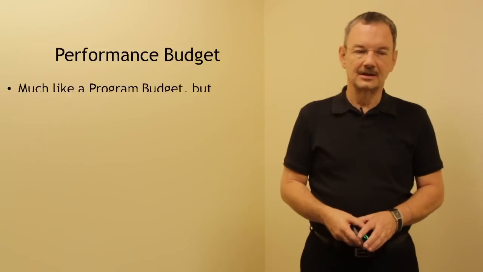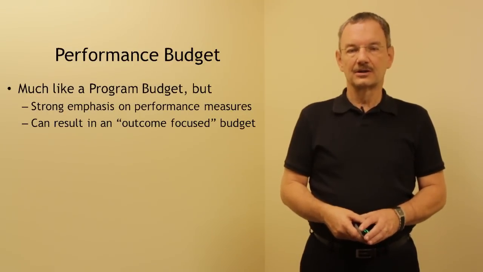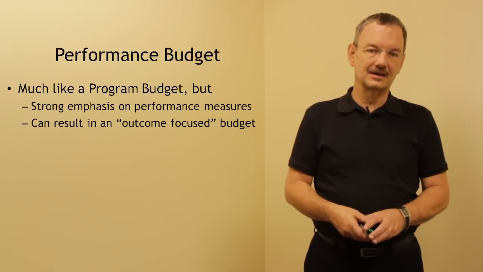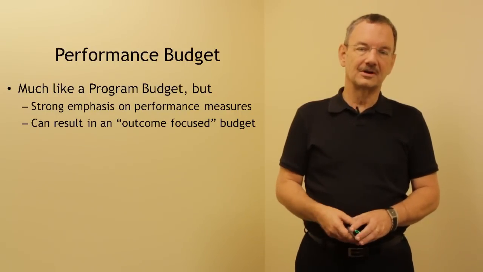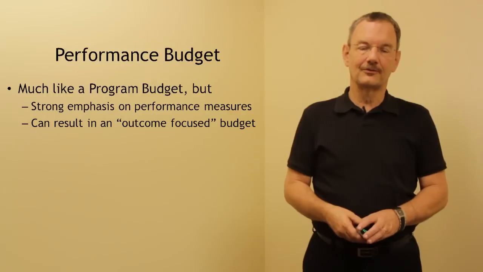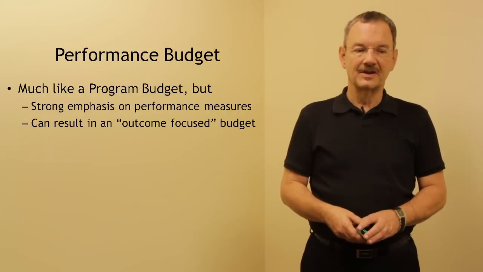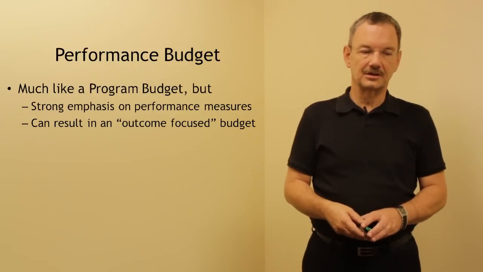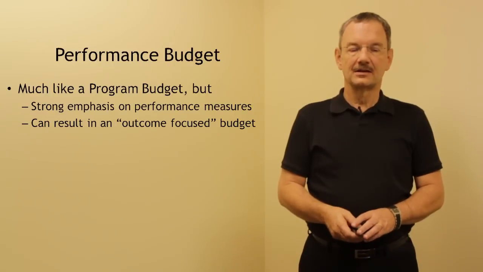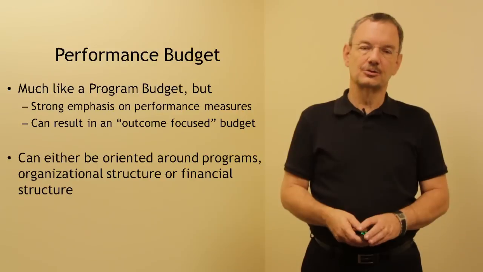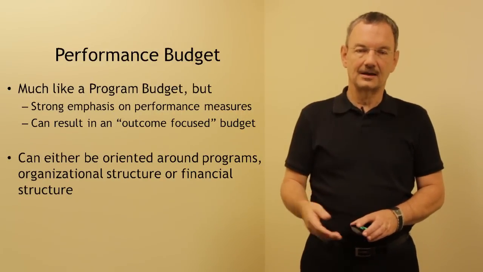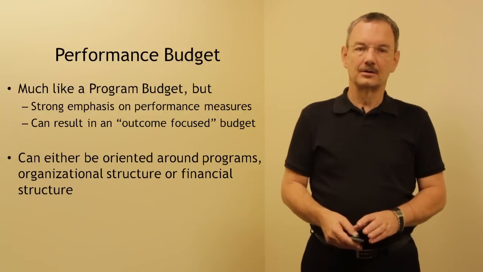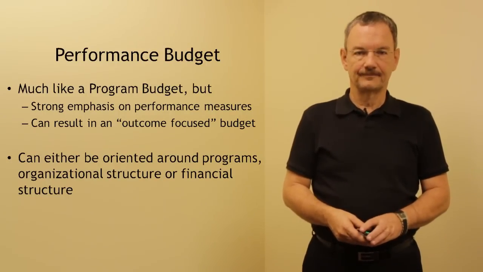A performance budget is much like a program budget before, but there's really a strong emphasis on the performance of the organization within the context of the programs. So the format can be very similar to a program budget, but it can really be focused more on performance metrics and things like performance measures, outcomes, and what's being accomplished within those programs themselves. And you'll sometimes see a performance budget structured in a financial sort of way around the financial organization, but more often than not, it's around the programs of the organization.